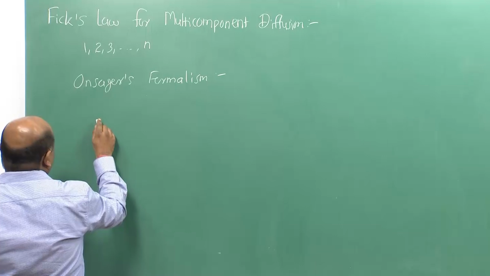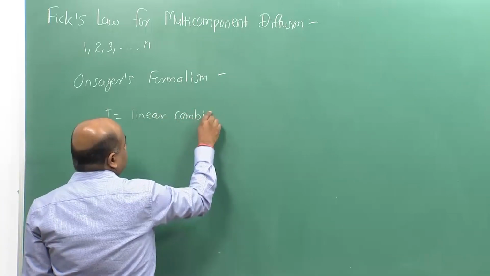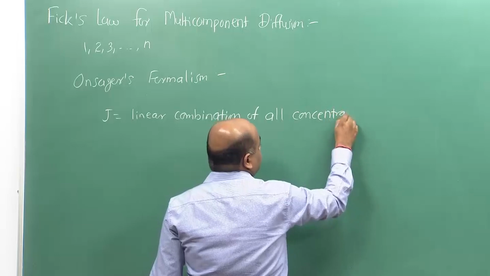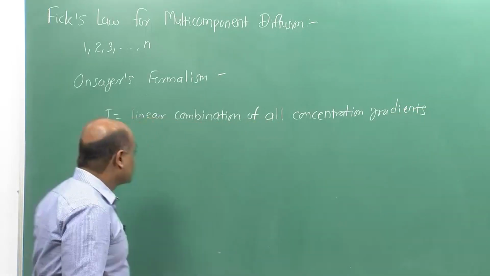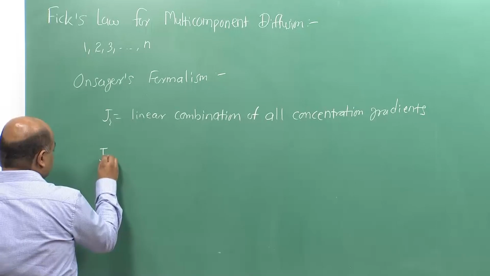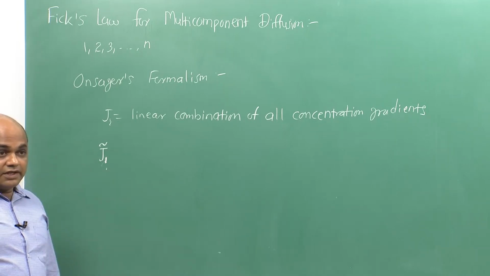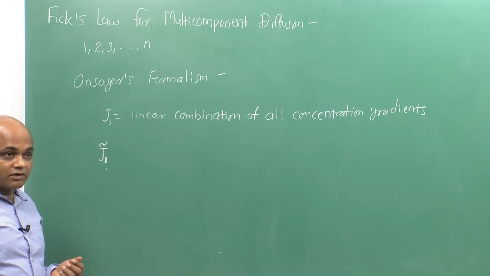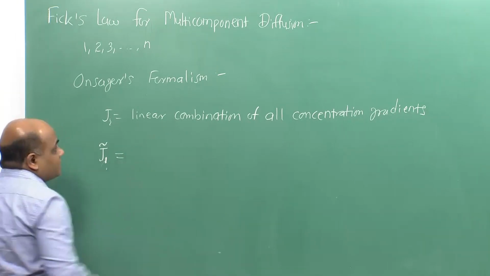So, using Onsager's formalism, we express the flux of a component i as a linear combination of all the concentration gradients. So, if we write the flux of component say 1, denote this by J1 tilde. Tilde denotes that we are considering interdiffusion, right, or diffusion due to the strong concentration gradients. So, J1 tilde as a linear combination of all concentration gradients.